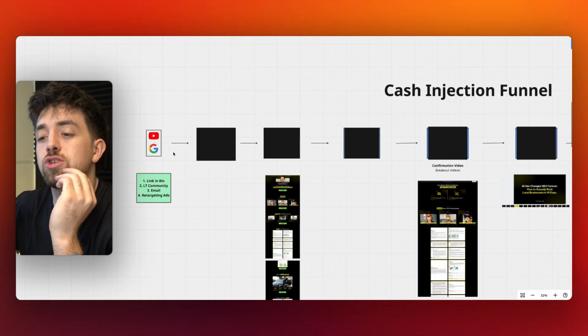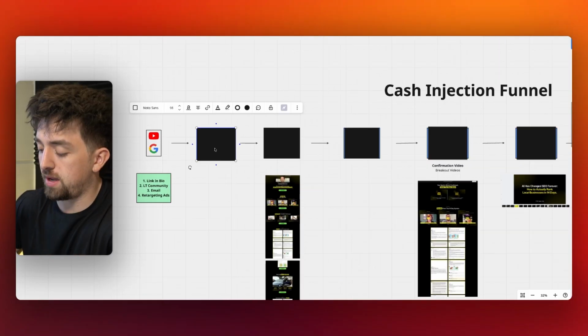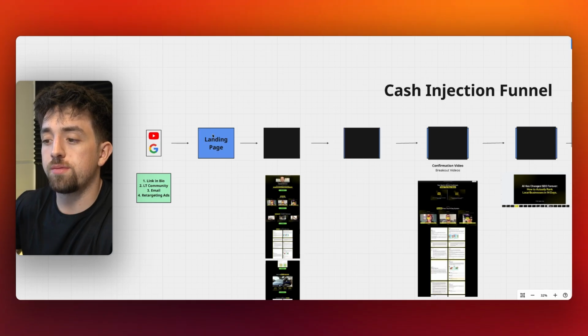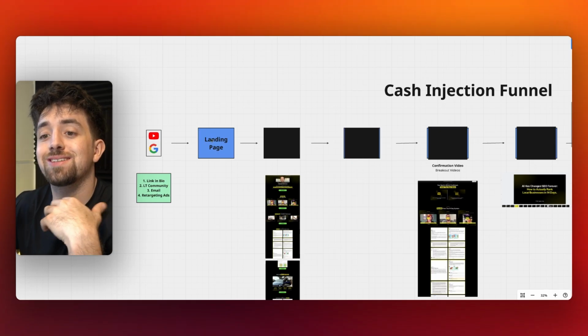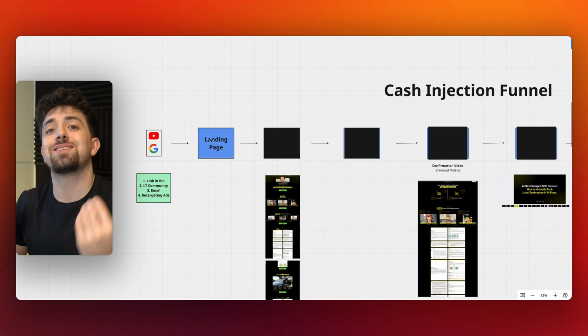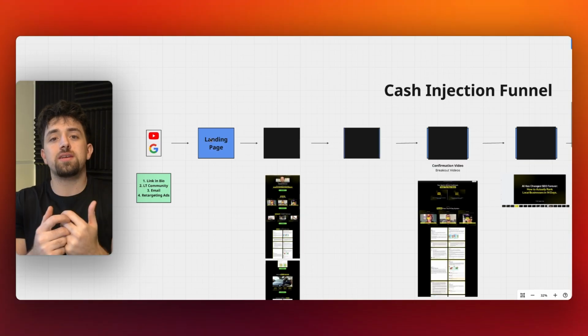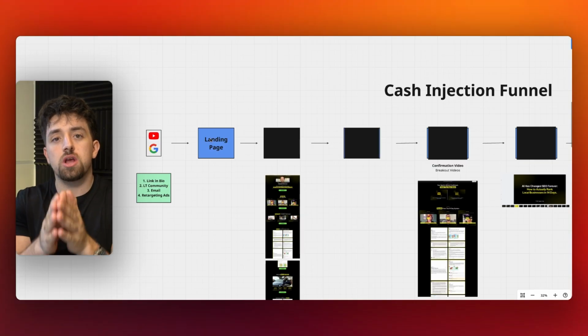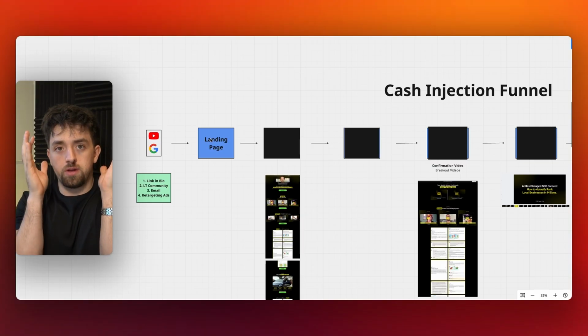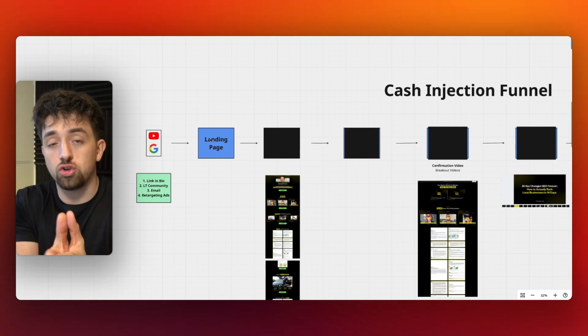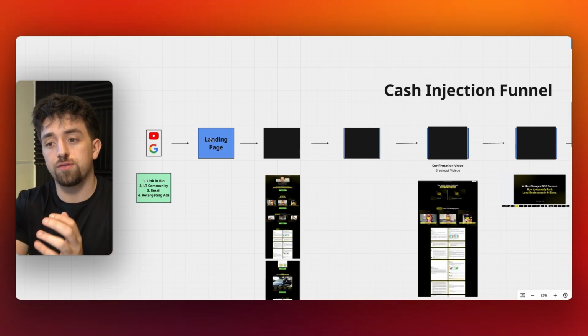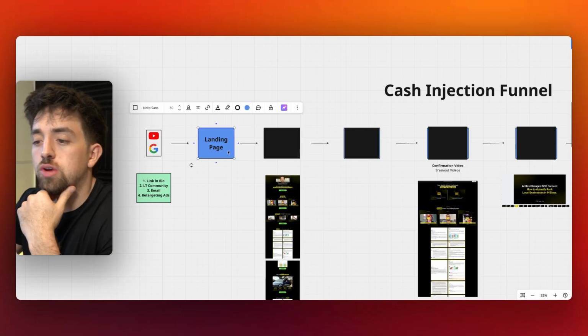And what you want to do is drive people to a specific page, a landing page where they can sign up for this live event, because we've already said, what is the cash injection funnel? It is basically a time to inject your business with cash, with a large amount of viewers who come to an event. You teach them something and then you sell them something off the back end. Okay, so you have your landing page.